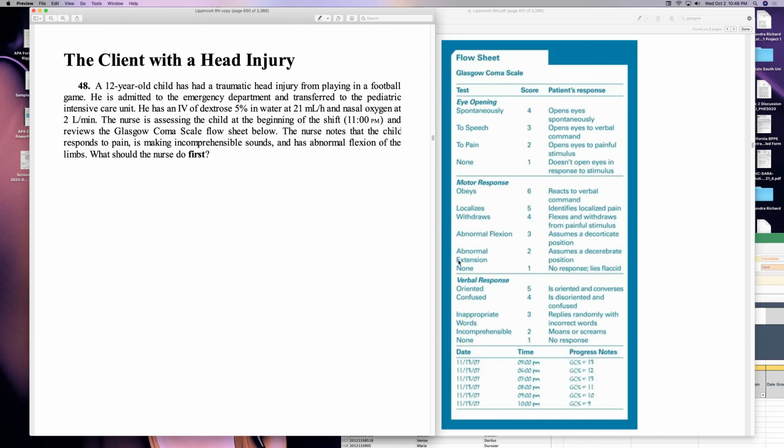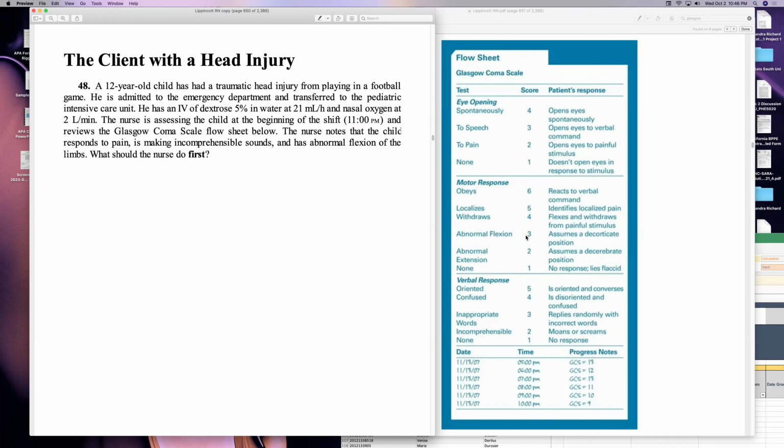So they kind of skipped motor and went to verbal. So incomprehensible sounds, what score would you give them? 2. So so far we're at 2 and 2, which is 4. And then it says they have abnormal flexion of the limbs. What would you give them for motor response? 3. So that's how we get 7.